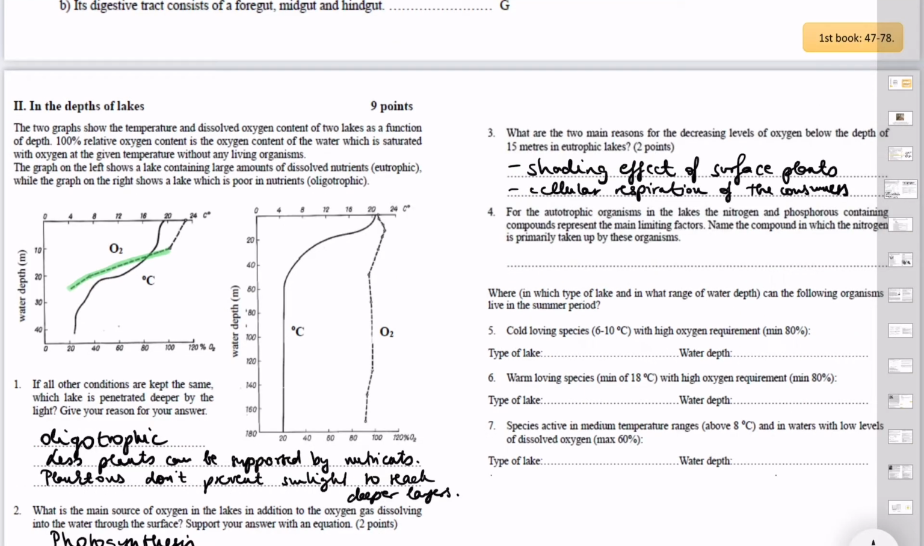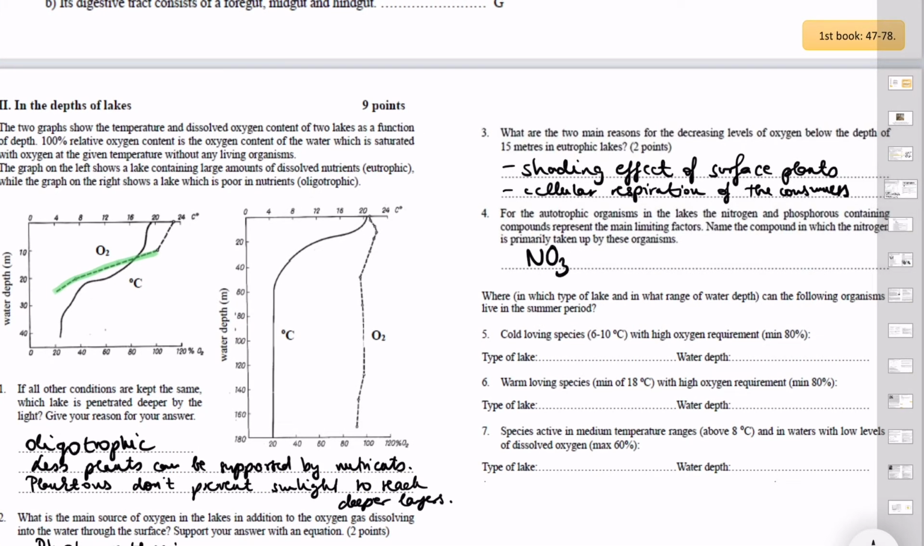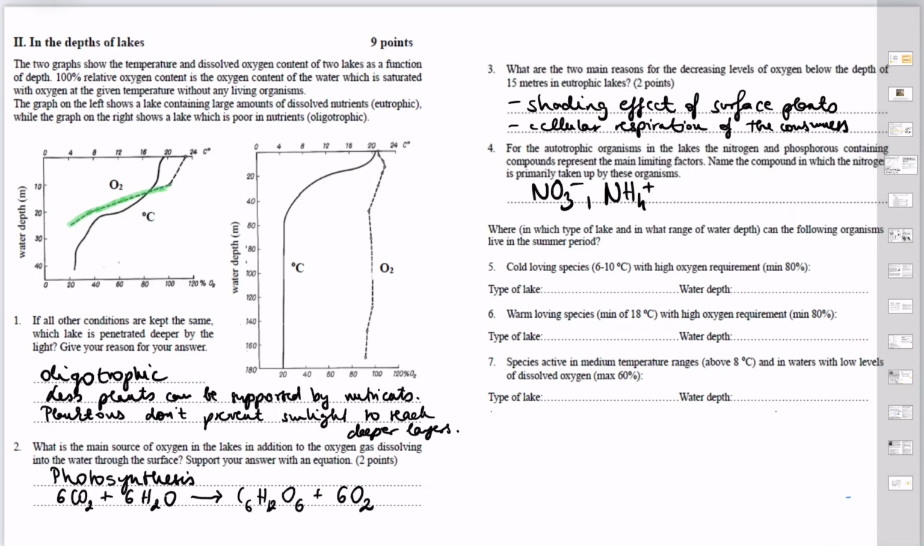For the autotrophic organisms in the lakes, the nitrogen and phosphorus containing compounds represent the main limiting factor. Name the compound in which the nitrogen is primarily taken up by these organisms. So here you can mention the nitrate ions or the ammonium ions. For example, if you want, you can use the chemical formula or you can write them down with words. But these are good answers.